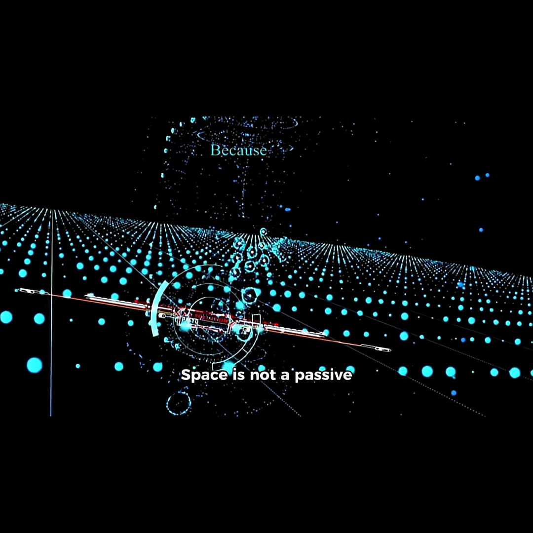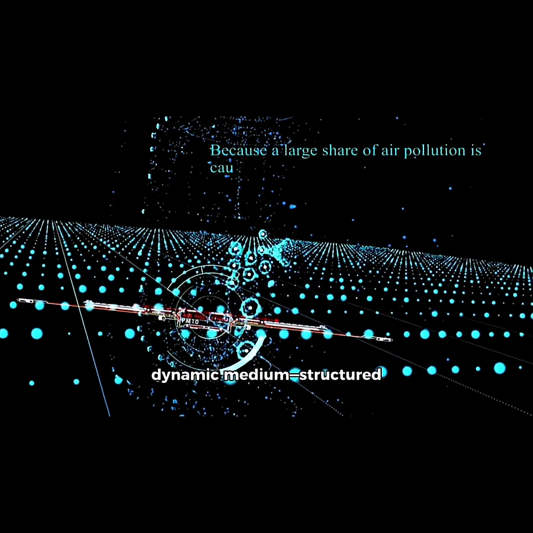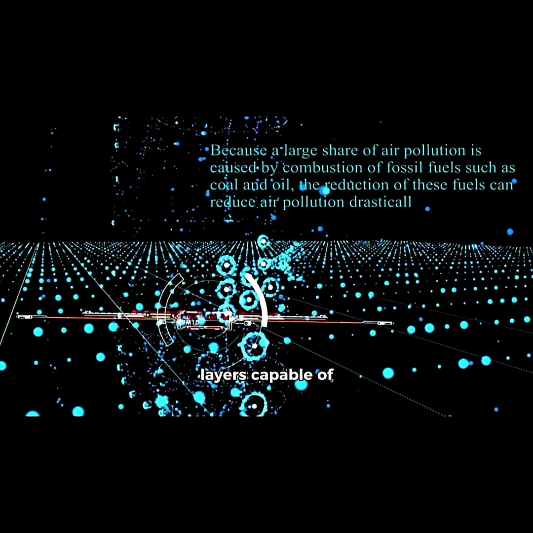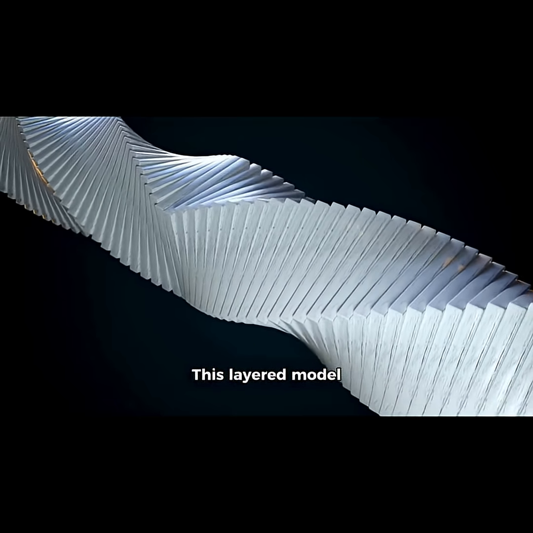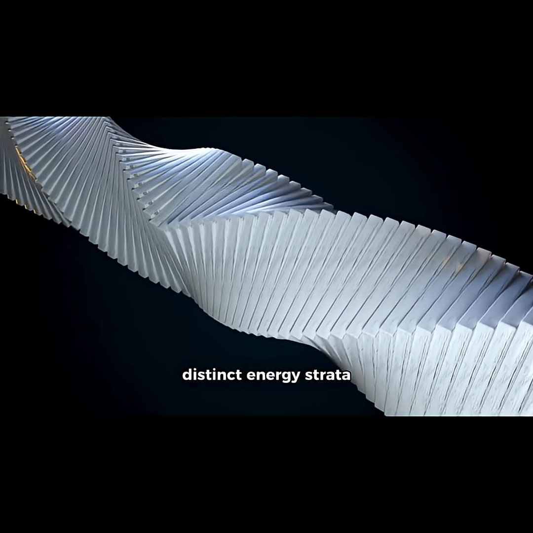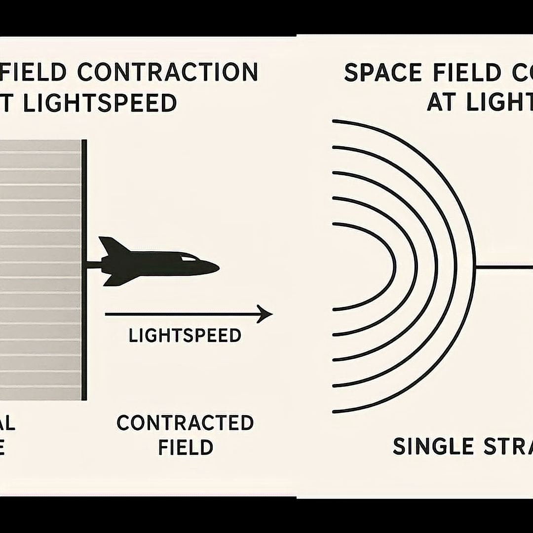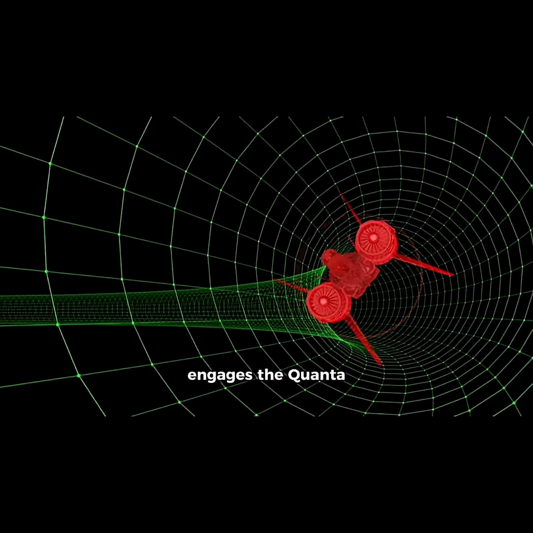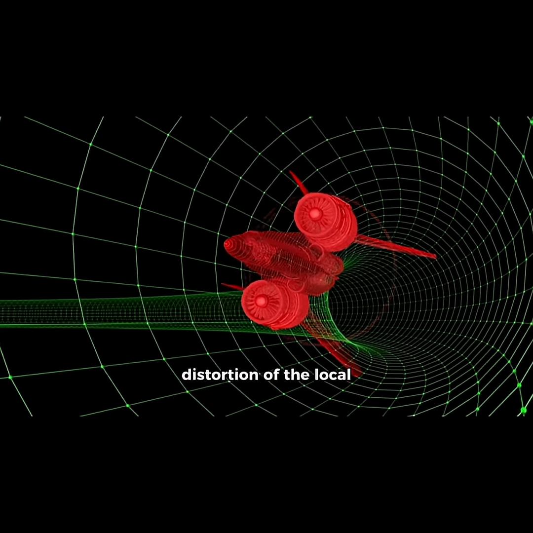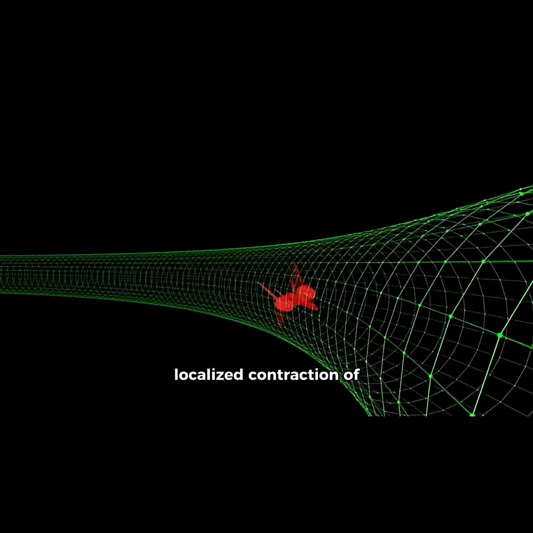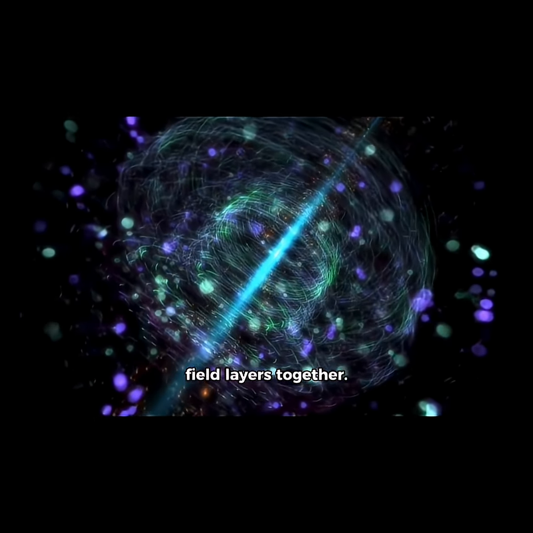Space is not a passive void but an active, dynamic medium structured in flexible, nested layers capable of contraction and expansion. This layered model resembles an accordion, whose folds represent distinct energy strata or field membranes embedded within the space field continuum. When a propulsion system engages the quanta envelope, an energetic distortion of the local space field, it initiates a localized contraction of space, compressing these field layers together.